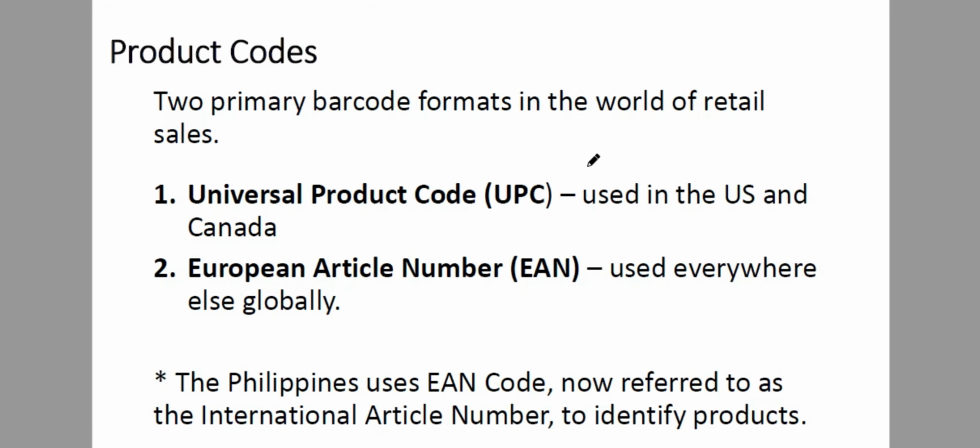We will only be discussing these two types of codes, the Universal Product Code and the European Article Number Code. The UPC is used in the US and in Canada. Elsewhere, they use the European Article Number, or the EAN. In the Philippines, we use the EAN code, now referred to as the International Article Number, to identify products.